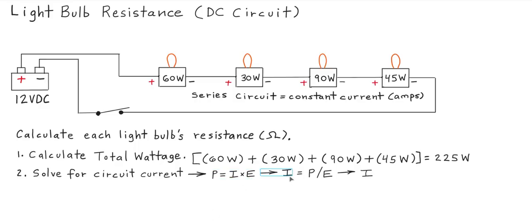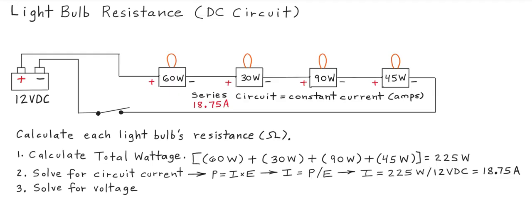We can then solve for I, which is P divided into E, or power into voltage, to solve for the current. So we can simply just divide the 225 watts total power into 12 volts total voltage, and we calculate 18.75 amps. So we'll write that in there. So the current is constant to each light bulb, equal to 18.75 amps.